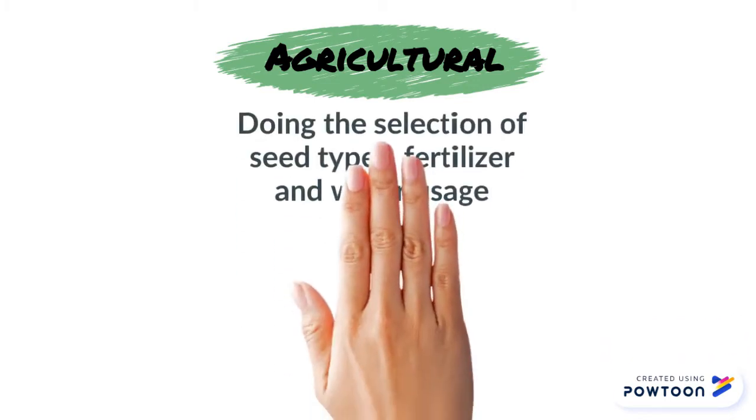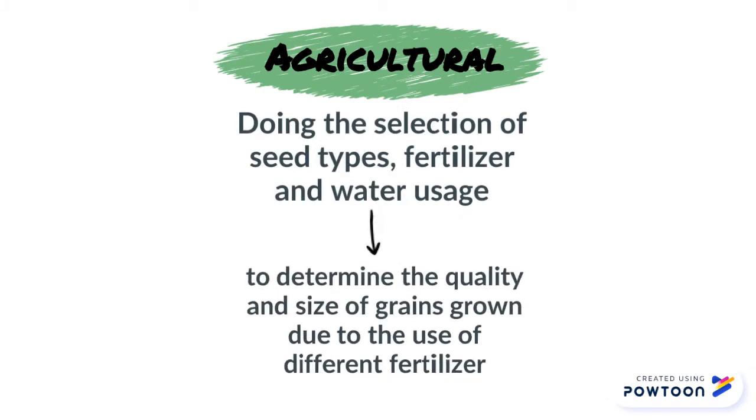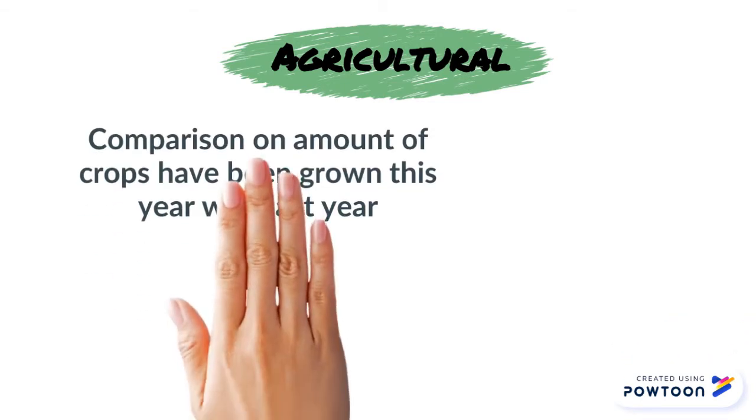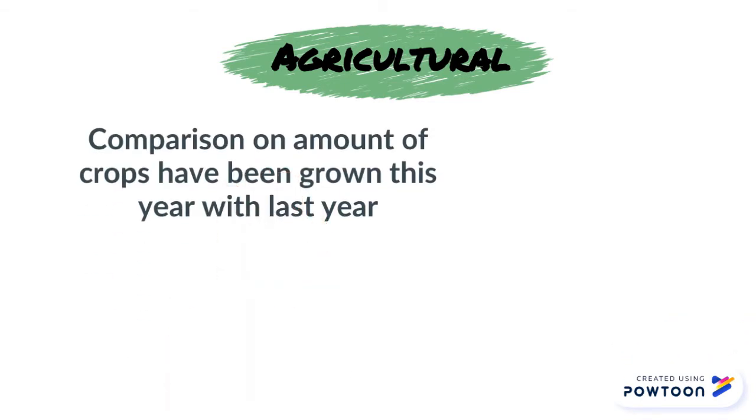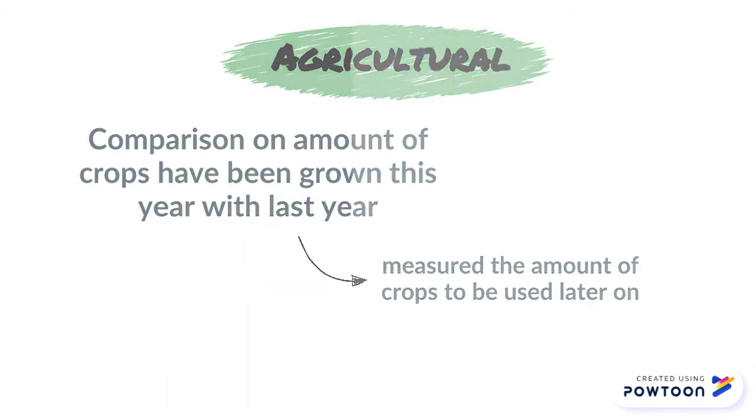In agriculture, statistics is a very useful application to evaluate data in all activities. For example, it can be applied in the selection of seed types, fertilizer and water usage in order to determine the quality and size of grains grown due to the use of different fertilizers. It can also be used to know the amount of crops grown this year compared to last year, so that they can measure the amount of crops to be used later on.